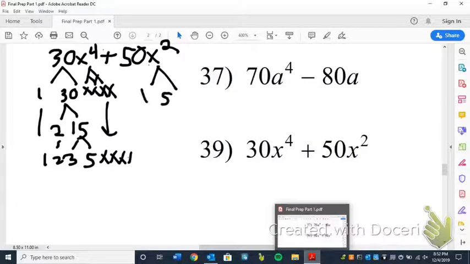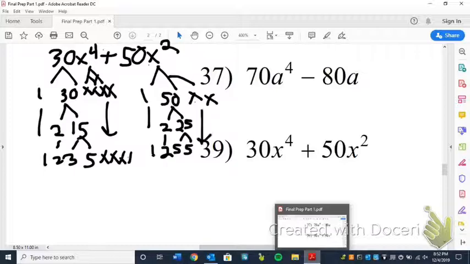50 breaks down to 1, 50, and then 2 x's, x and x. 50 breaks down again. There are different ways you could do this, but I like pulling out 2's if I can, then 3's, and whatever. I find that's the most methodical way to find the prime factorization. So 50 breaks down to 2 and 25. 25 is 5 times 5. So that gives us 1 times 2 times 5 times 5, and then x times x.